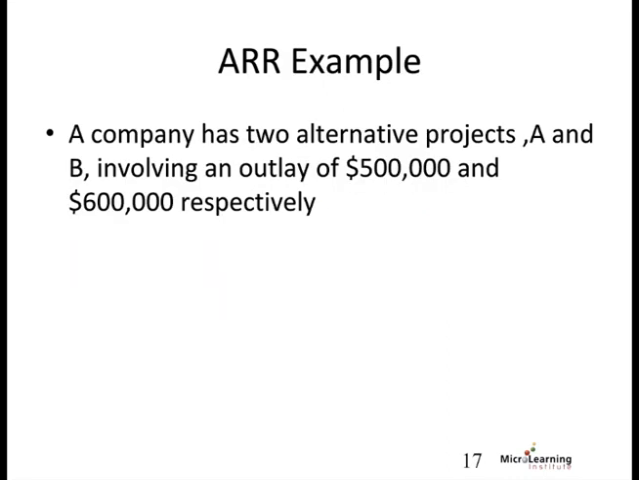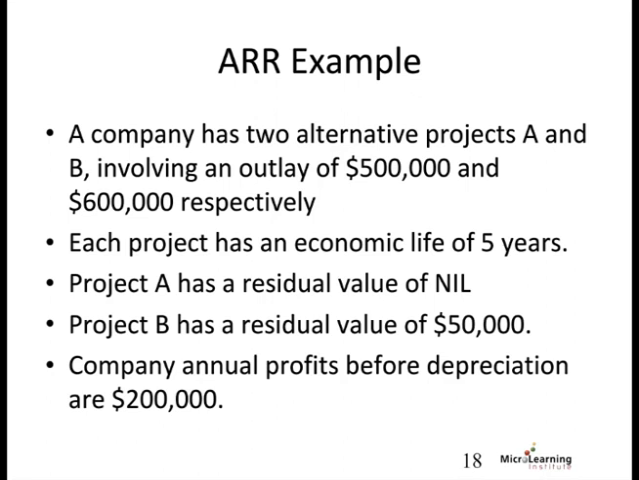Let us consider an example of accounting rate of return. A company has 2 alternative projects, A and B, involving an outlay of $500,000 and $600,000 respectively. Each project has an economic life of 5 years. Project A has a residual value of nil. Project B has a residual value of $50,000. Company annual profits before depreciation are $200,000.